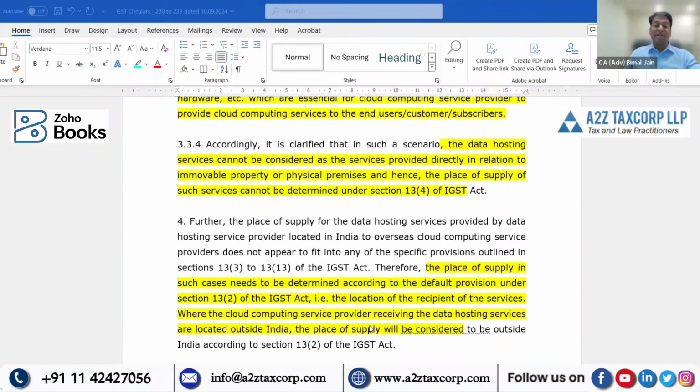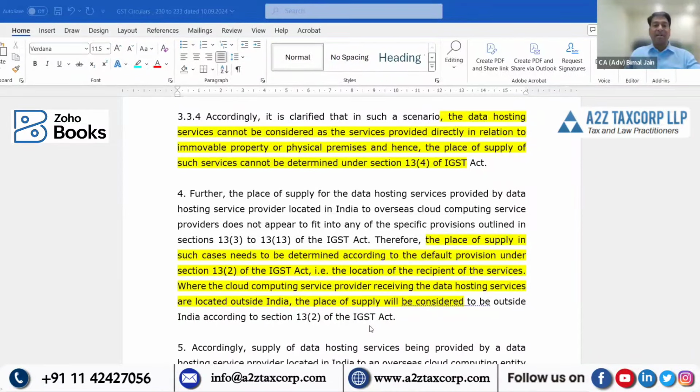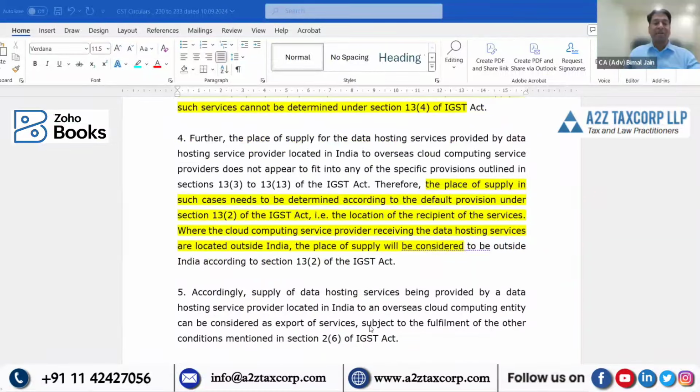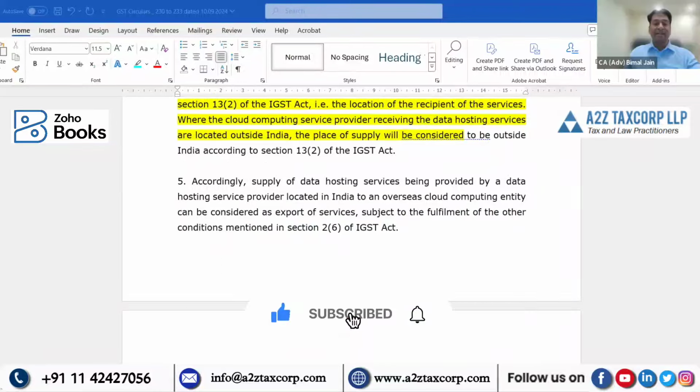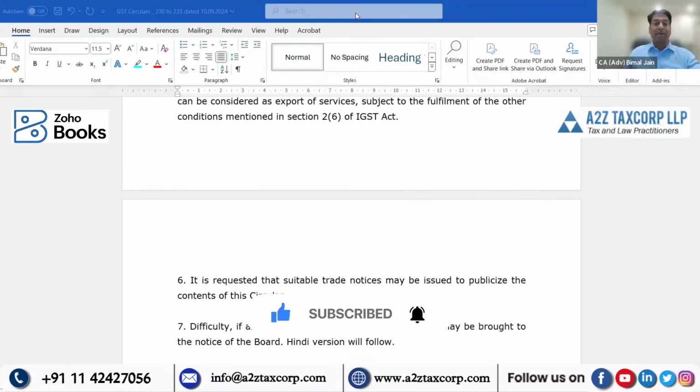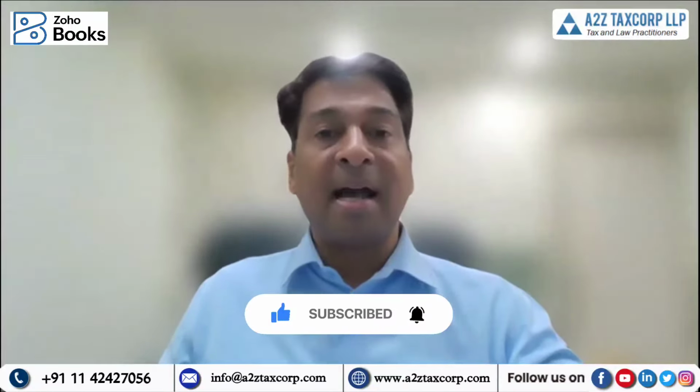Since neither of the provisions, starting from Section 13 subsection 3 till subsection 13 of Section 13 of the IGST Act, is applicable, only the default provision, Section 13 subsection 2, is aptly applicable, and the place of supply would be the location of the recipient. If that is the case, then of course it can be considered export of services, provided all other conditions under Section 2 subsection 6 of the IGST Act are met. So export of services would be considered. This is what is being concluded in this particular circular, a laudable one, and clarifying a lot.